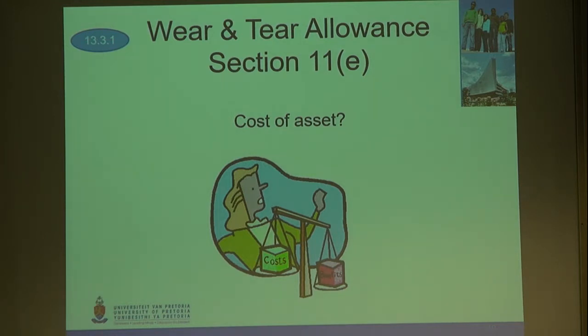Right, it's just a bit of a funny situation because normally manufacturing machines are under 12C. Right, so just keep that in mind. 11E is our fallback section. If you cannot get a deduction for movable assets anywhere else, you can fall back to 11E.